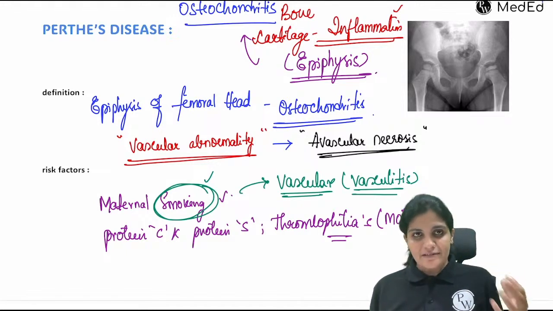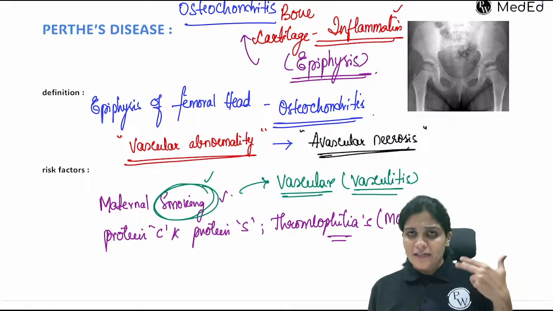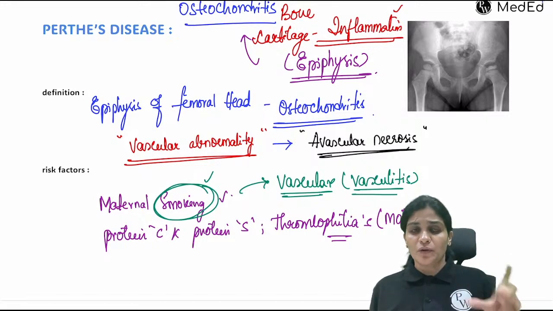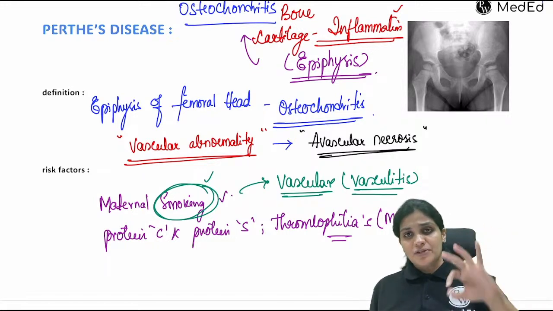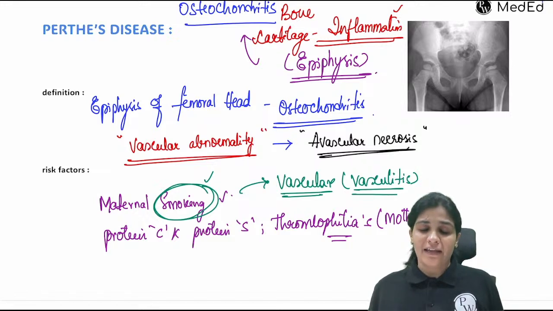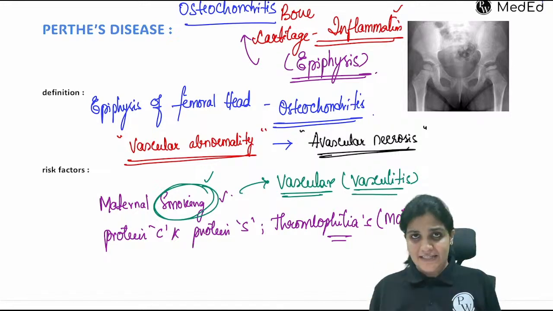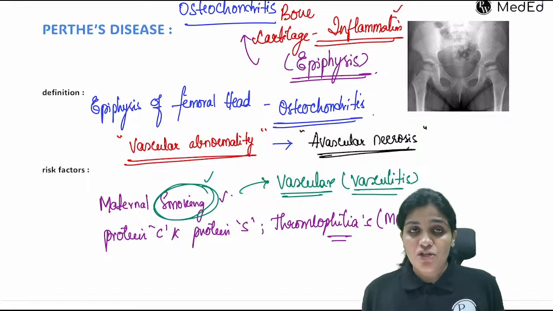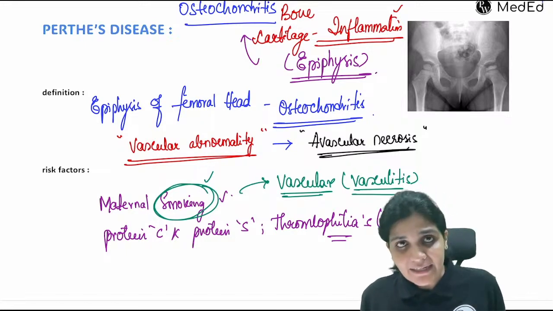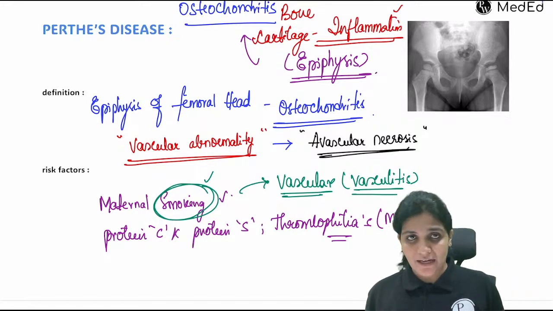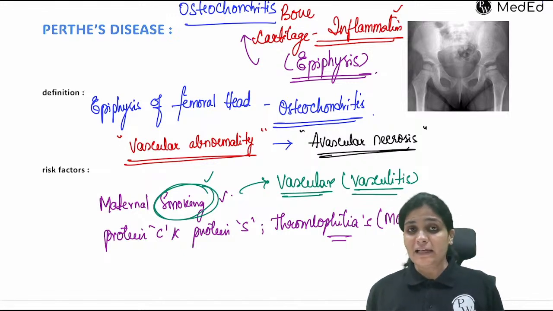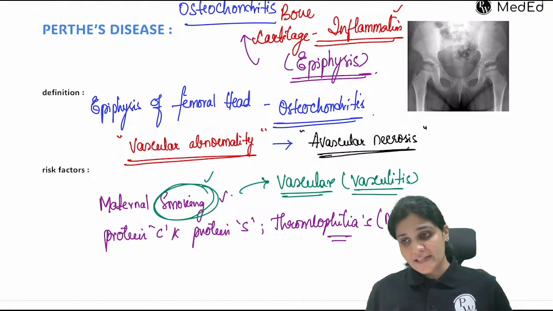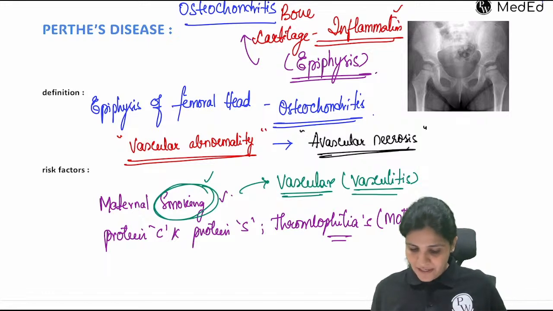Whenever something is related to vascularity, even if some vessels are involved, smoking has a tendency to deposit and create inflammation over the vessels, especially the arterial vessels. So when this risk factor has been identified in Perthes disease as well, this maternal smoking, because vascular supply is involved here, you can think smoking is somewhat related to it, right?